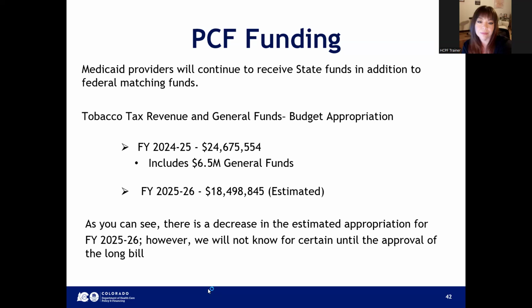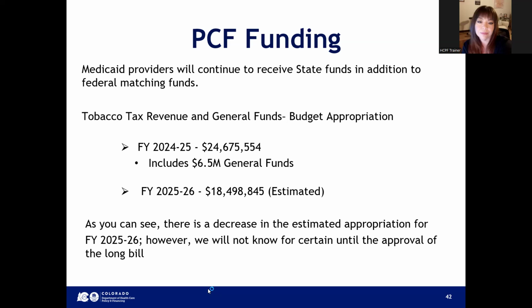The budget appropriation for fiscal year 24-25, which is the fiscal year that we are in now, and this is the total tobacco tax revenue and general funds, it's not including the federal match. That budget appropriation was set at a little under 24.7 million. Now, again, remember that this is an estimate because we do not have the final tobacco tax collection as of today. So that's just an estimate. We're hoping that that will stick. We'll see what the tobacco tax revenue ends up being.